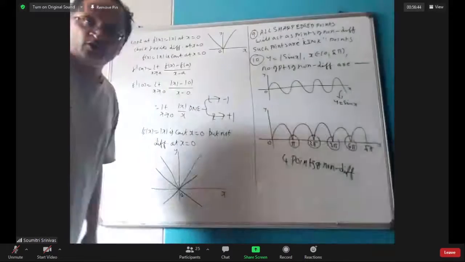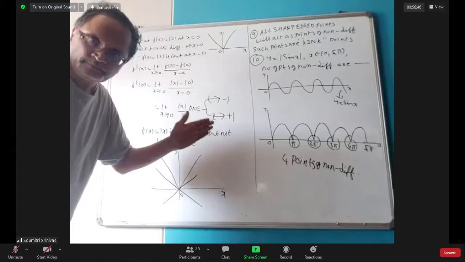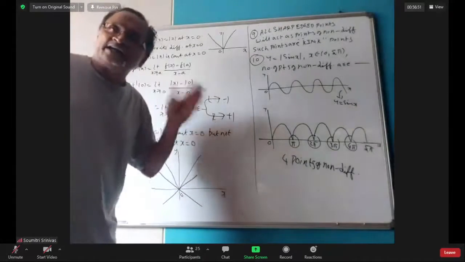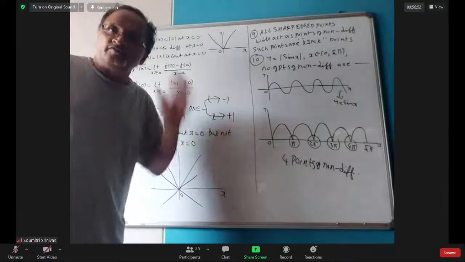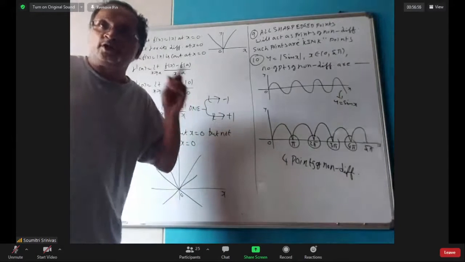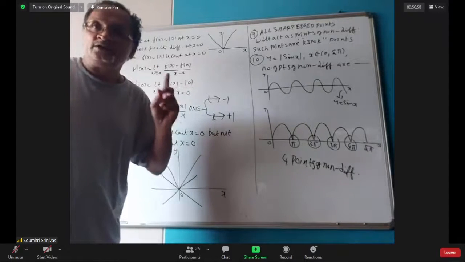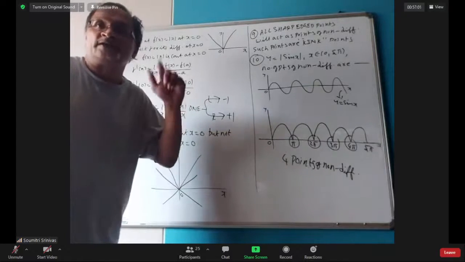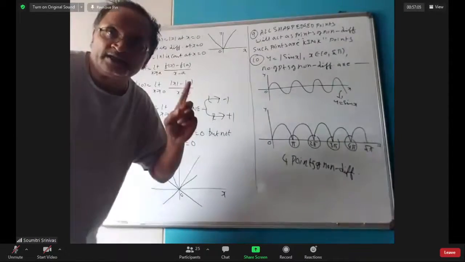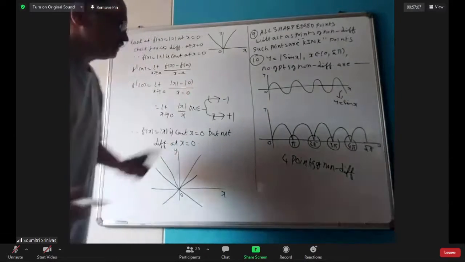Any doubts? Any questions? y is equal to mod x at x is equal to 0 will act as a point of non-differentiability because you cannot draw a unique tangent. You can draw more than one line passing through the origin and touching the curve. Hence, that point will act as a point of non-differentiability.